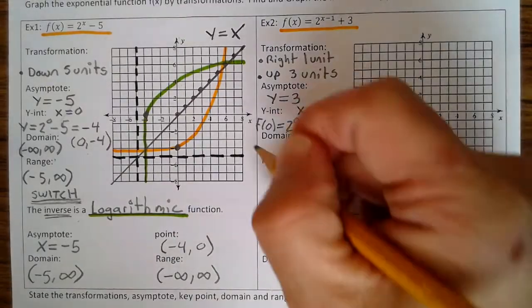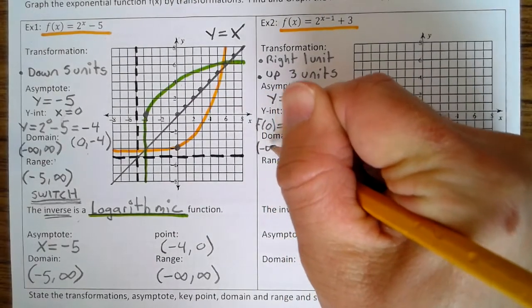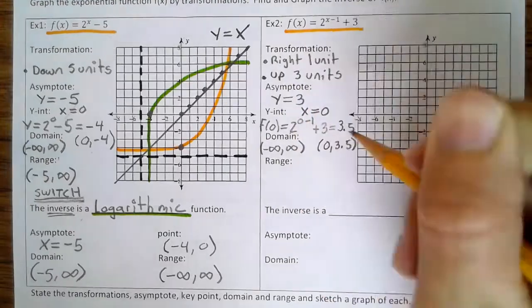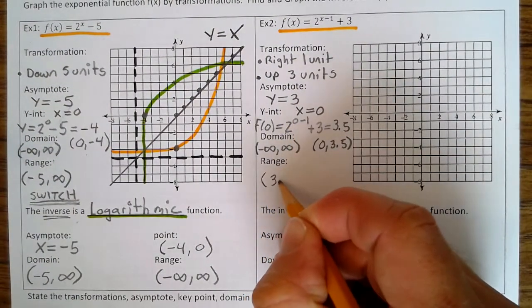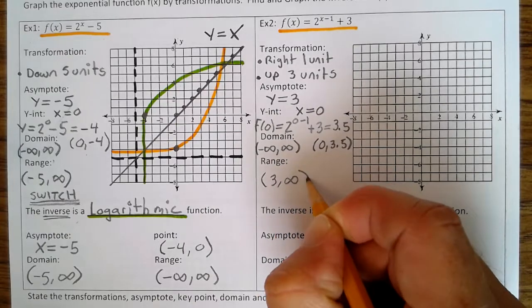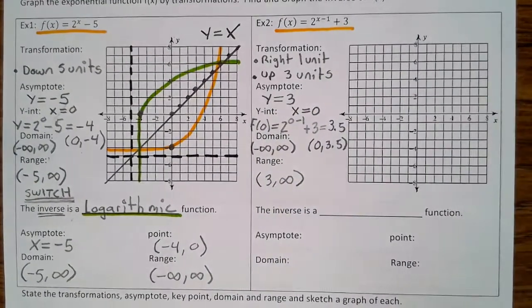Okay, so the domain we know is negative infinity to positive infinity. And the range has to do with the asymptote. So it's 3, so the range is 3 to infinity. Now we have the information. Let's go ahead and graph.